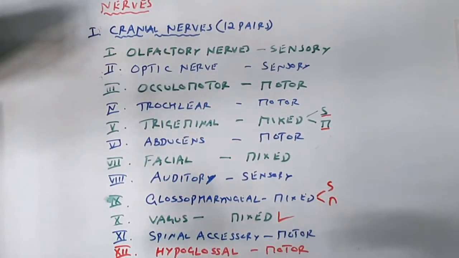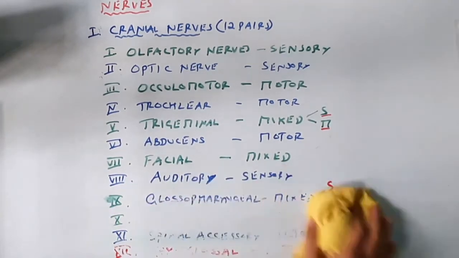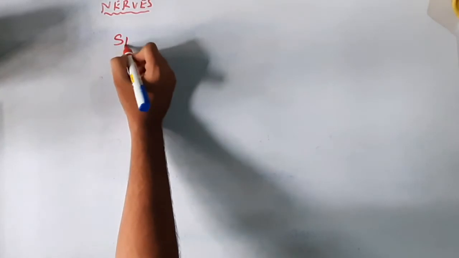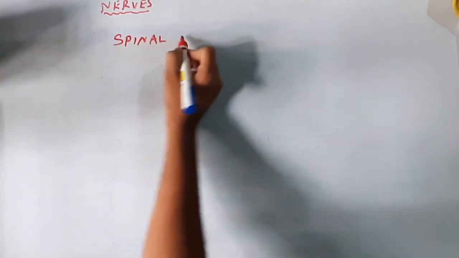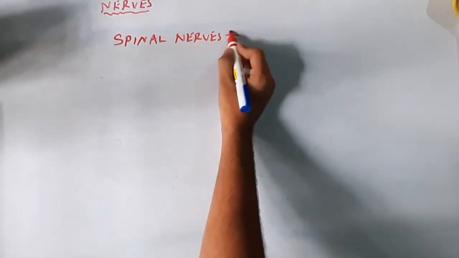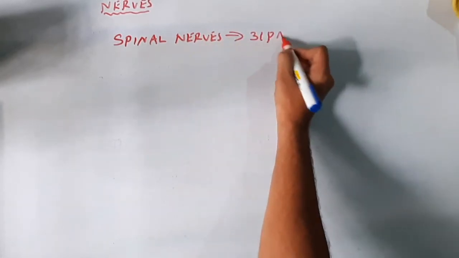Okay, fine. So now we'll go to the next nerve. The next one is very simple, that is the spinal nerves. So how many spinal nerves do we have? Don't worry. Spinal nerves we have 31 pairs.